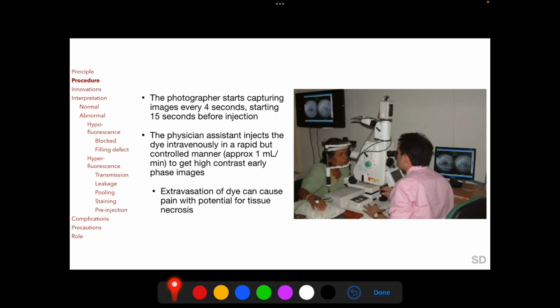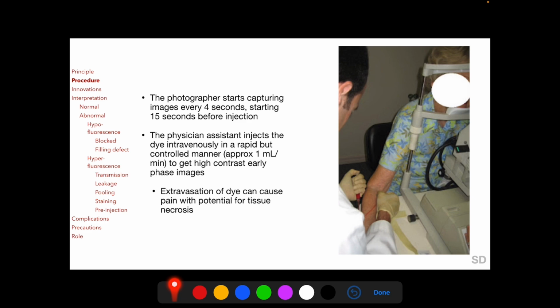The photographer starts capturing images every 4 seconds, starting 15 seconds before injection of the dye, and the physician assistant injects the sodium fluorescein dye intravenously in a rapid but controlled manner to get high contrast early phase images. Getting these early phase images is important. Extravasation of dye can cause pain with potential for tissue necrosis, and this is important to remember.